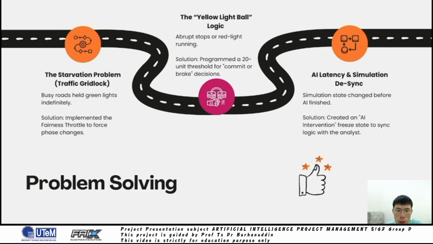Second is the yellow light logic. Initially, our simulation caused vehicles to make abrupt stops or run red lights because they couldn't decide what to do during a yellow signal. The solution is that we programmed a 20-unit threshold for commit or brake decisions.